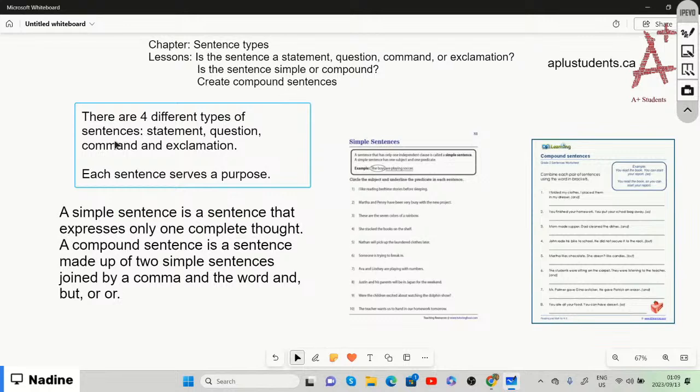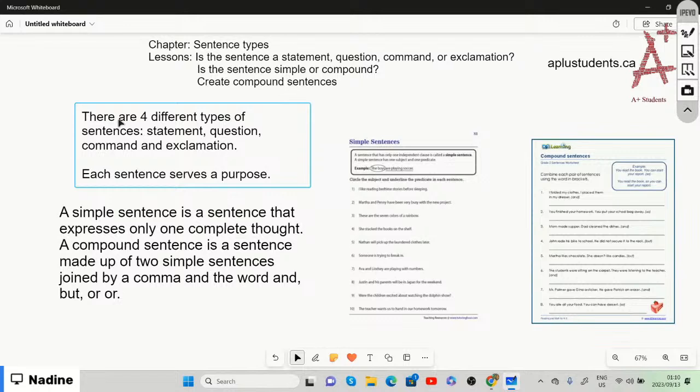Or what is your name? My name is Jade. My name is Anna. My name is Annabelle. So you'll basically say what your name is. With a question, the next person needs to respond by answering whatever the question is. And then with the command, we see that it is basically telling someone to do something.